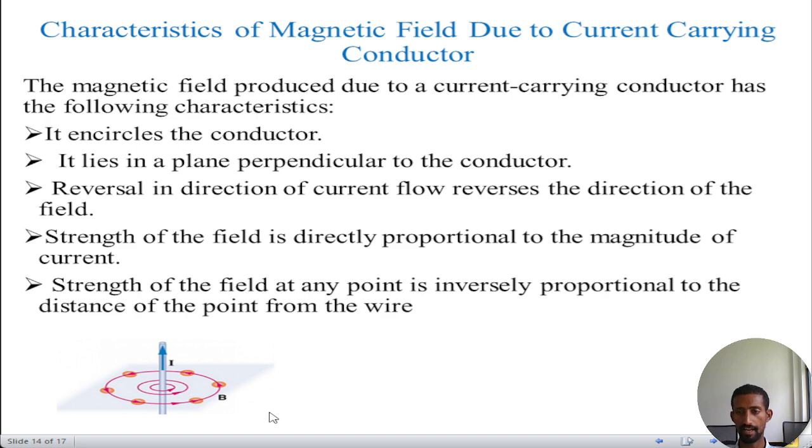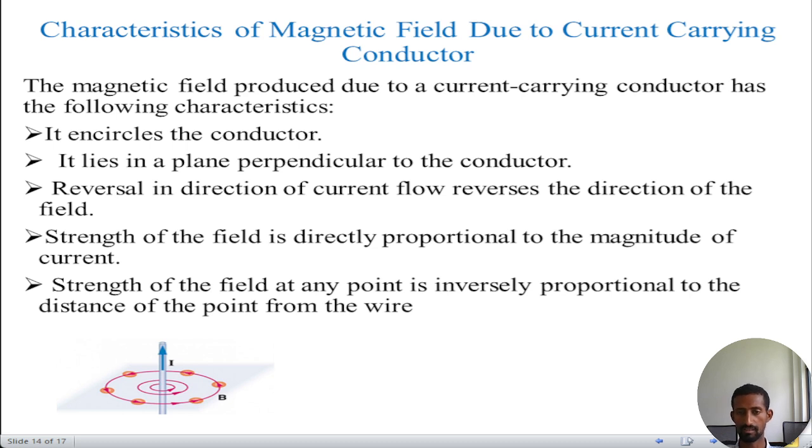A reversal in the direction of the current flow reverses the direction of the field. As you remember, the direction of the field is determined by the right hand rule. The thumb will indicate the direction of the current flow. So if the direction of the current flow is changed, the magnetic field direction will be reversed.